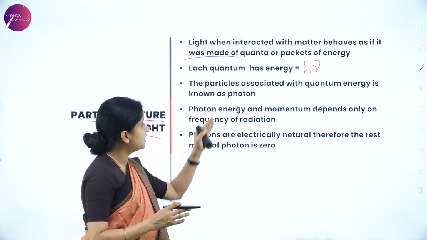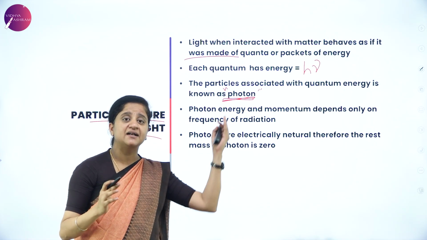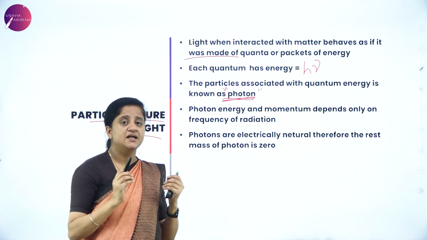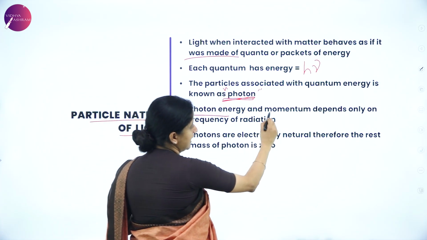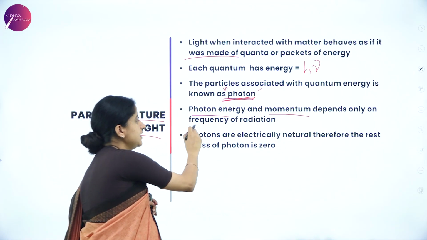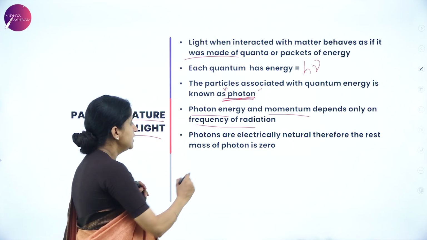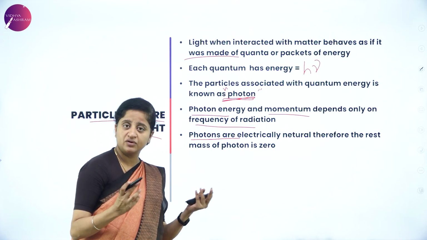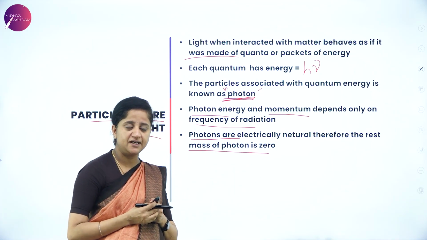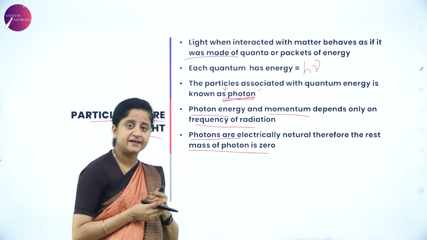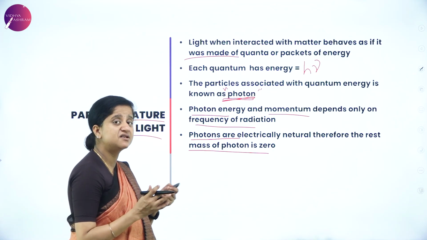So these particles which are associated with the quantum of energy are known as photons. We usually say that light consists of photons. What does it mean? It is nothing but small packets or small quanta of energy. The photon energy and momentum depend only on the frequency of radiation. So they are electrically neutral. We all know that photons have no charge. Therefore, the rest mass of the photon is zero. We can also say these are the characteristics of photons: the rest mass of the photon is zero and they are electrically neutral.